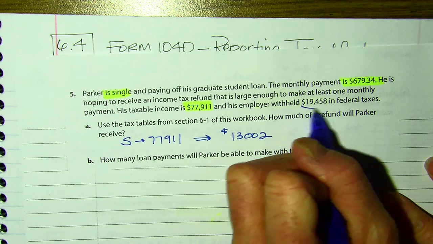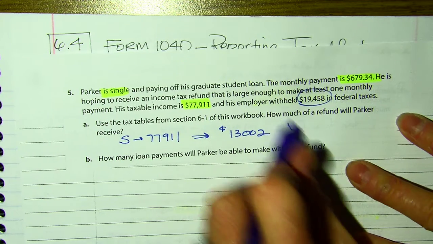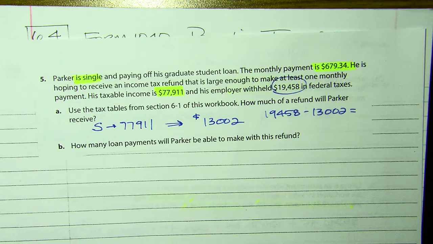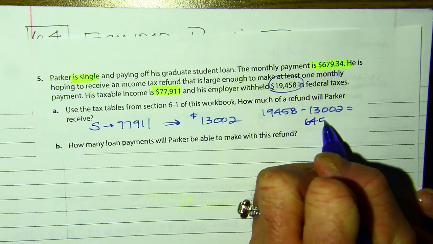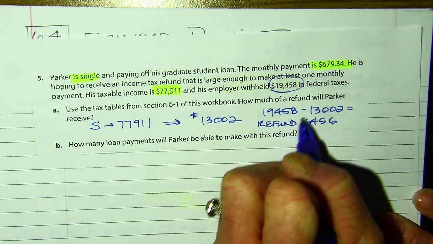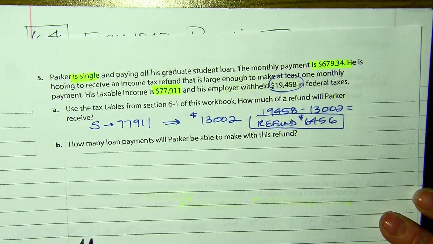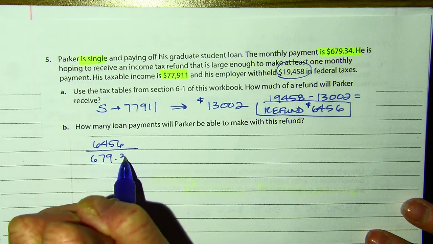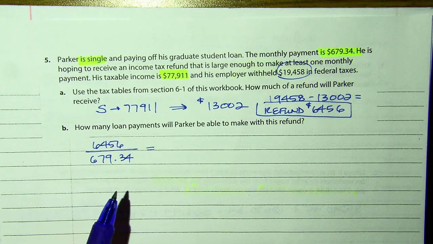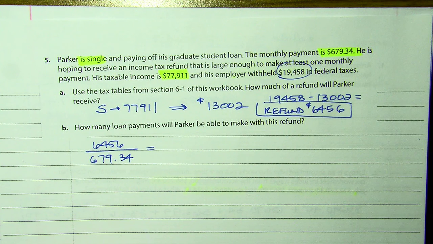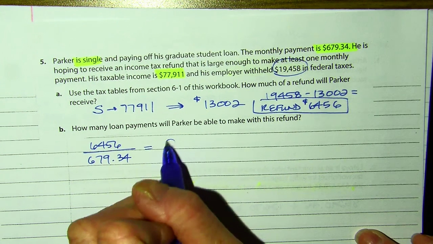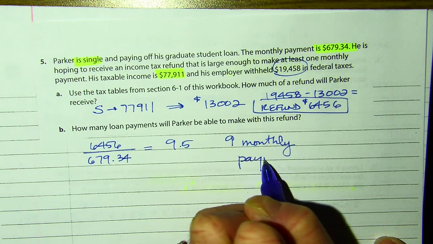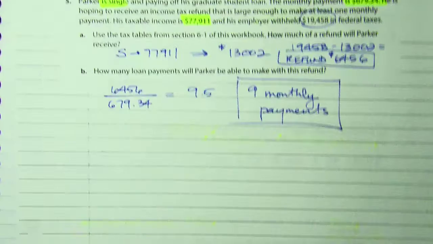And it says that he withheld $19,000. So he's going to receive $19,458 minus $13,002 in refund. And so for that, I got he is owed a refund of $6,456. How many loan payments would he be able to make? So I took his refund amount and divided by his monthly payment. So $6,456 divided by $679.34. I got 9.5. So I'm going to say 9 monthly payments. So smart man to use his refund towards debt.